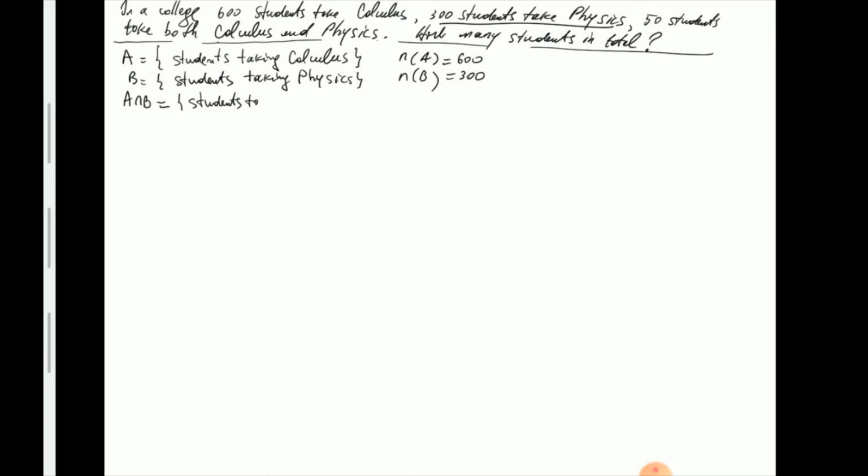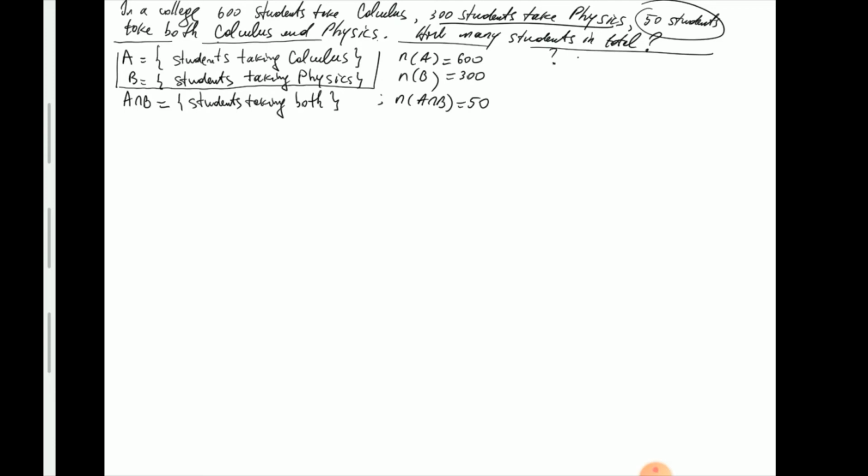Students taking both. One of the important things to keep in mind, there's a common mistake in the beginning. Sometimes people introduce a third set, C, saying that C is the students taking both calculus and physics. You don't introduce new sets unless you need to, right? Once I established what A and B are, then a set operation, in this case intersection, refers to the third piece of information, namely that 50 students take both calculus and physics. And then again, the problem gives me the number of elements in that set, which is 50.